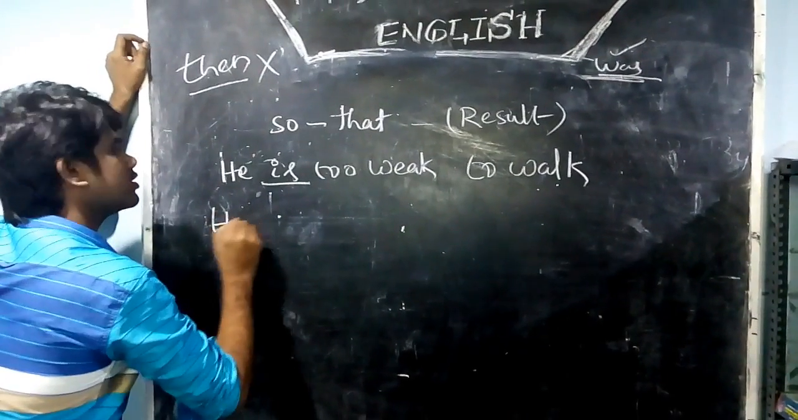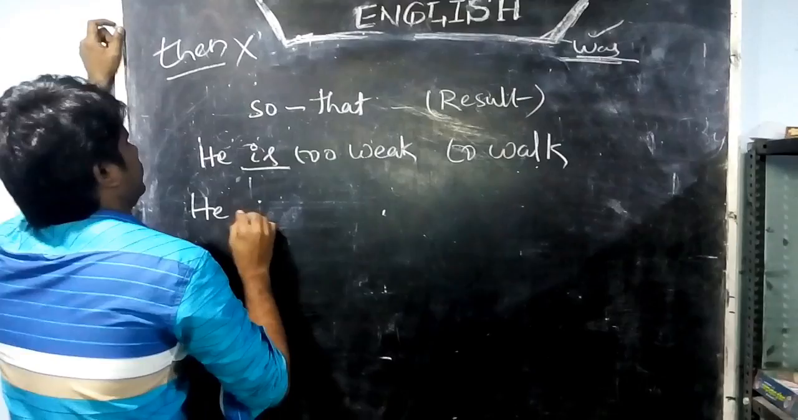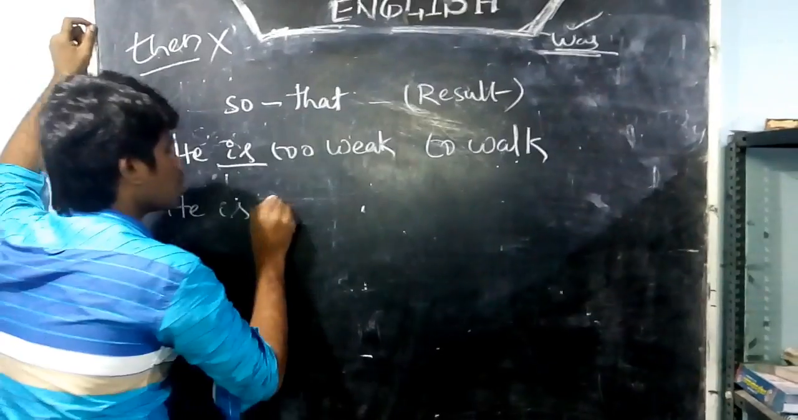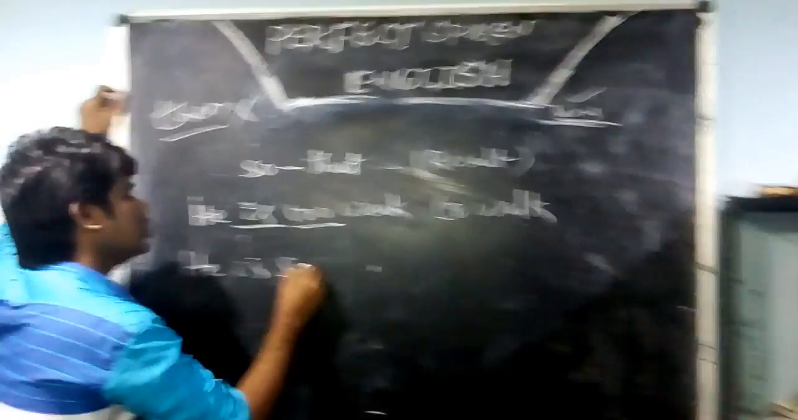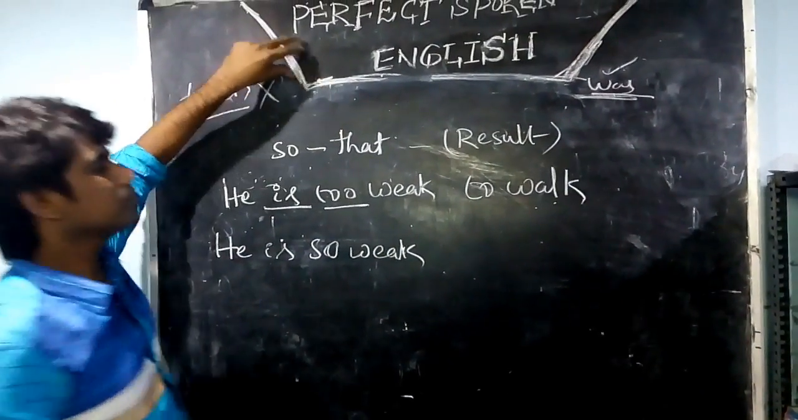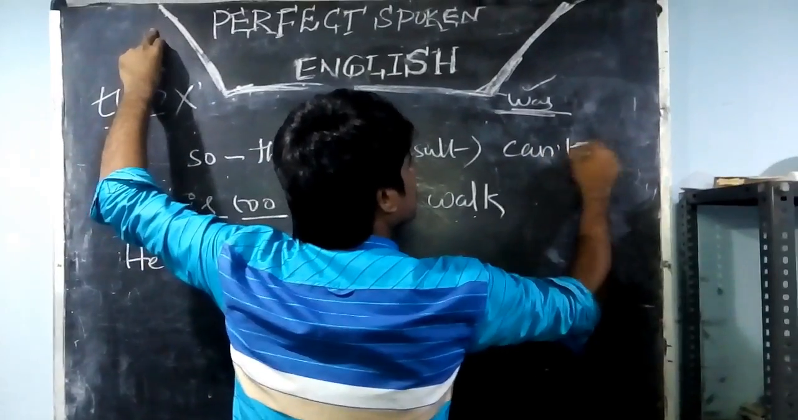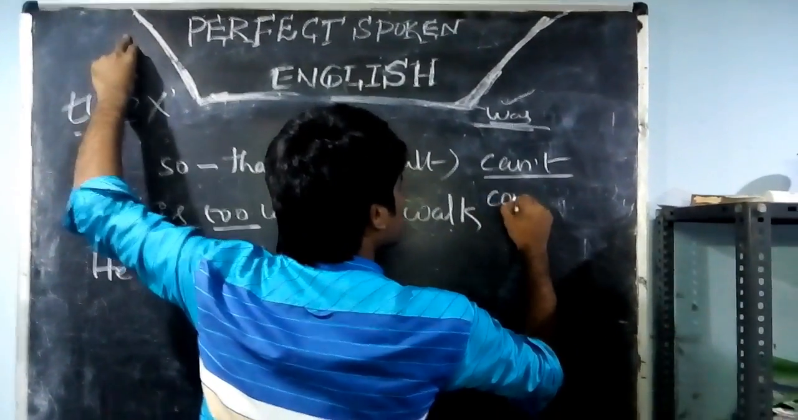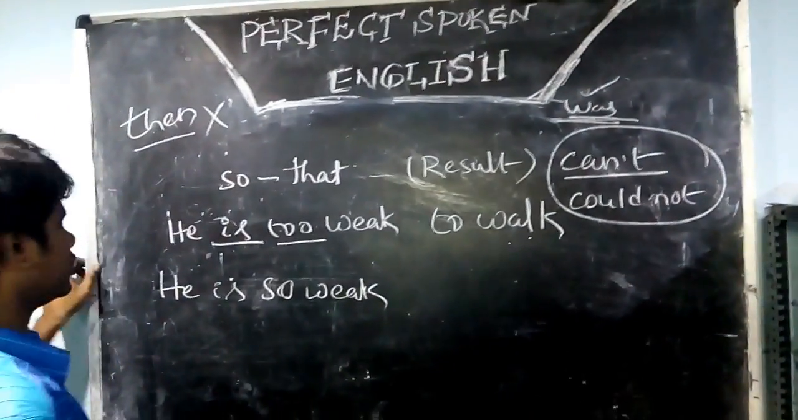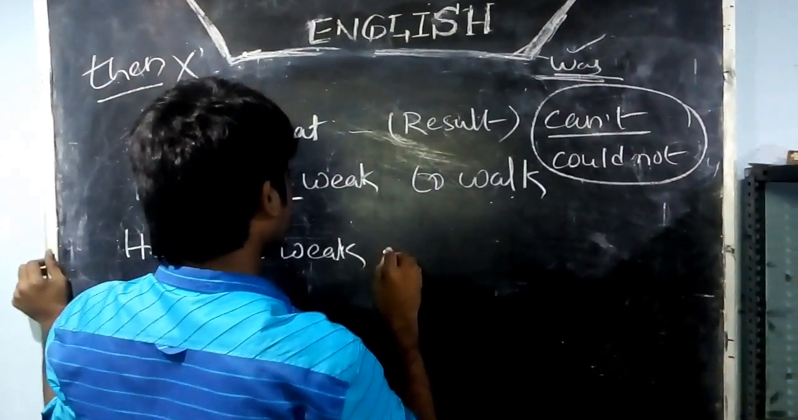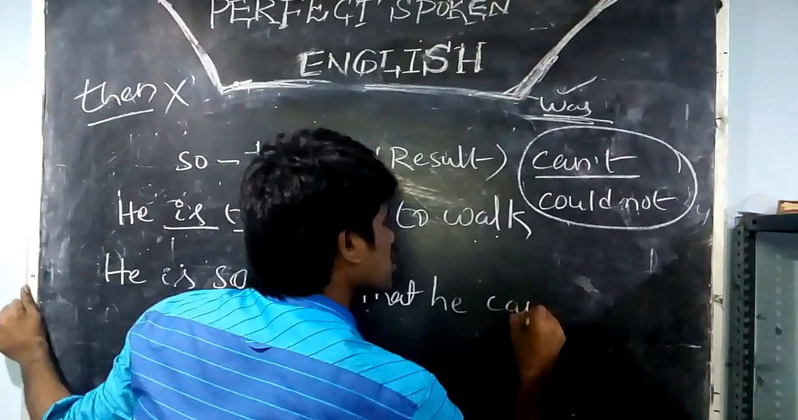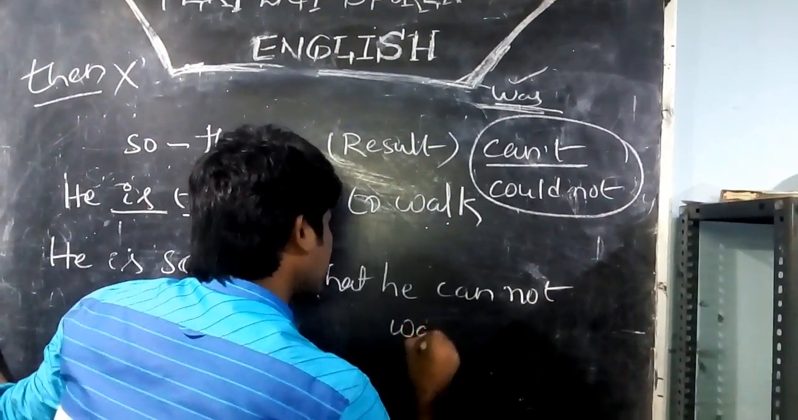So he is too weak. So he is so weak. In the place of "too", we have to use "so". He is so weak. When "so that" is following, we have to use "cannot" or "could not". He is so weak that he cannot walk.